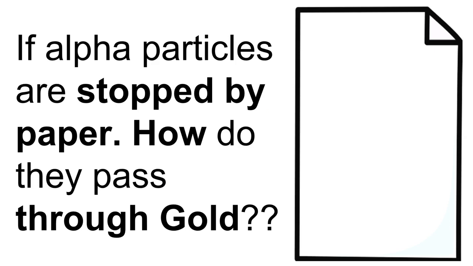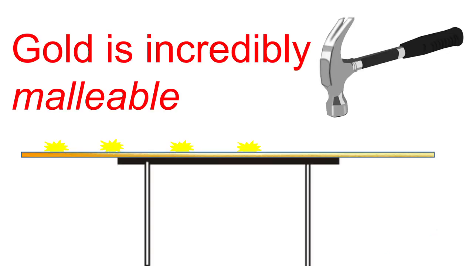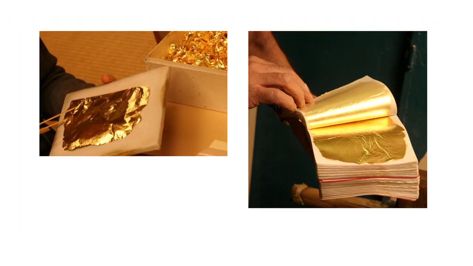Just a quick aside: if alpha particles are stopped by paper, how do they pass through gold? Well, gold is really malleable, and they made it 2,500 times thinner than paper, so the alpha particles can pass through. It's sometimes called the gold leaf experiment, because it's so thin.